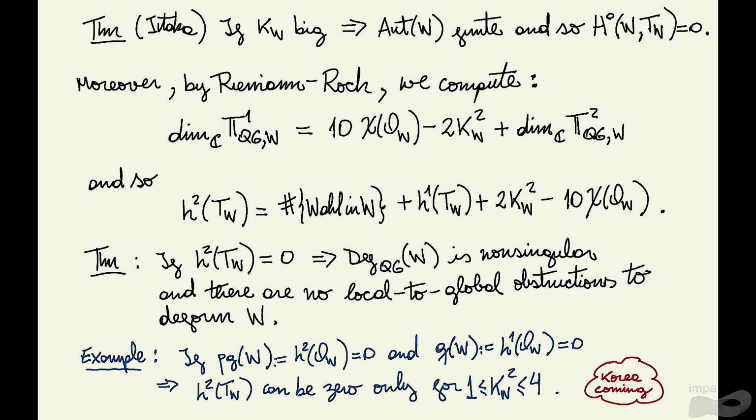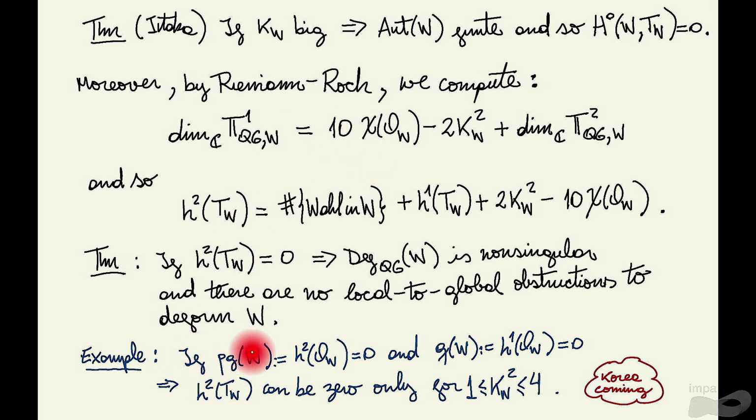And actually, you can choose, because if this is 0, then you can glue the local deformations you want on the singularities to have a global deformation of W. And we choose the ones that are Q-Gorenstein. And so we have a Q-Gorenstein smoothing of the surface.